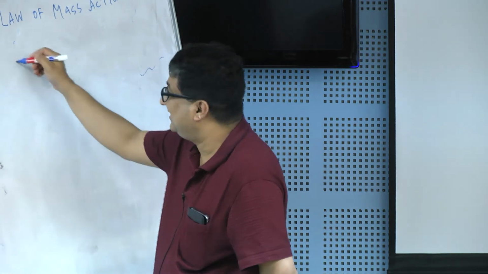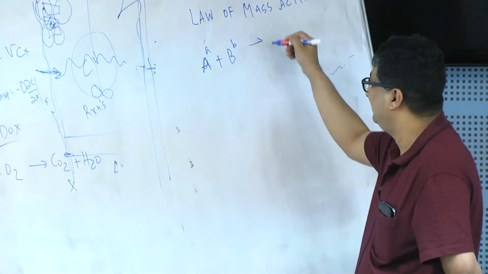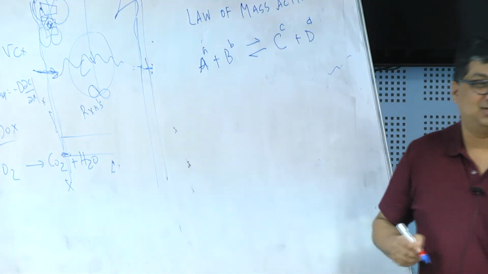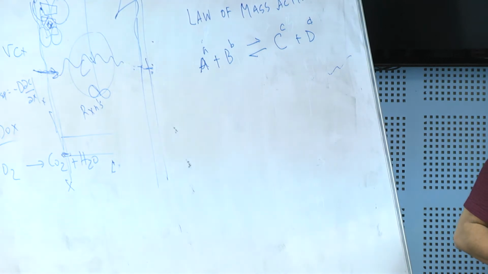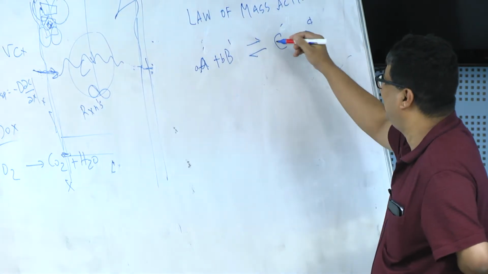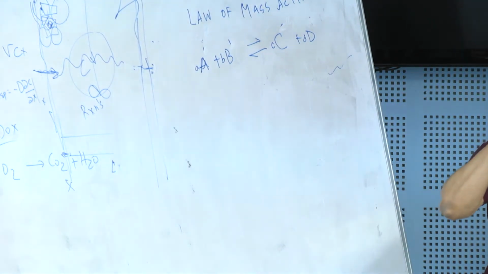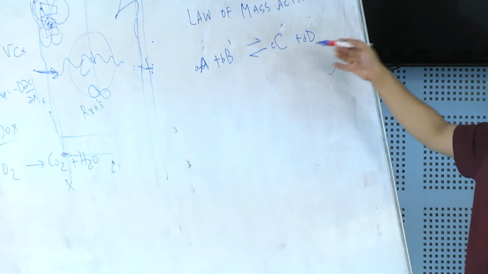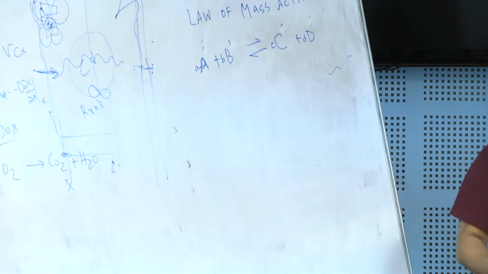What does the law of mass action say? I have a reaction that looks like that, or the way we usually write it. So we have a moles of A reacting with b moles of B to form c moles of C and d moles of D. This double arrow represents that it's a reversible reaction, so the reaction can go in both directions.